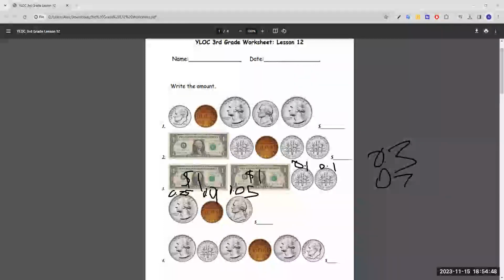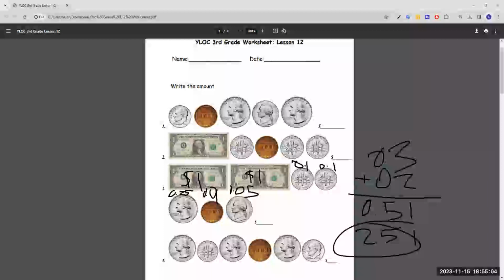So let's add that together. Now we would have 50 cents or 0.5. But then we still have this penny, which makes 0.51. And then we have a $2 bill. So that would be 2.51. And that's the answer for number three.